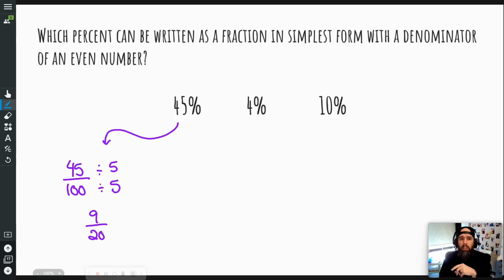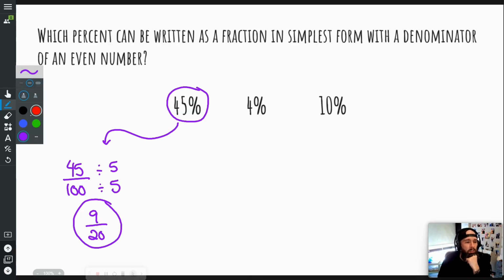So which percent can be written as a fraction in simplest form with the denominator of an even number? 9 out of 20. Now, this one might be one of those select all that apply. So I know 45% is an answer, but maybe these are answers too, or maybe it's just which one. I'm going to test them all and see which one works.